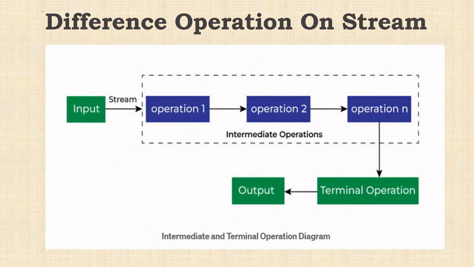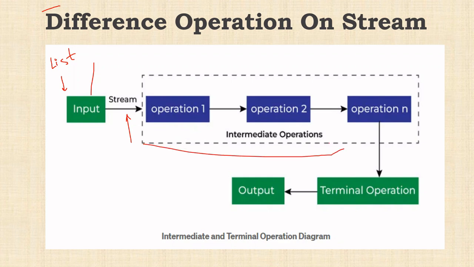So this is the architecture diagram of Stream API. We will try to understand how it works. This is the input. Maybe if you have a list of students, then you can make it a stream. So our list will be the input, and then we can make it a stream, and with the help of the stream, we can perform the operations.